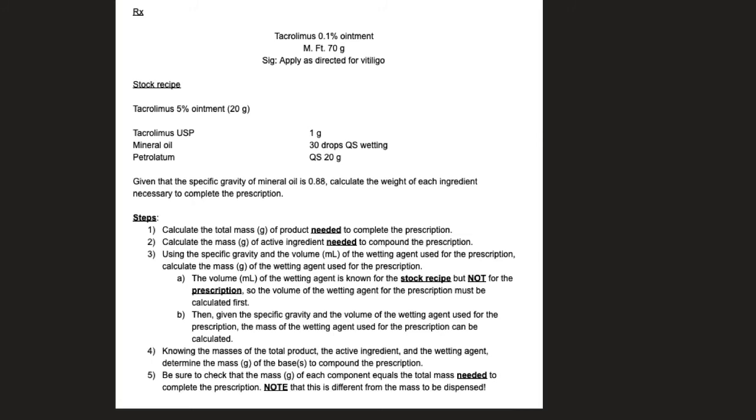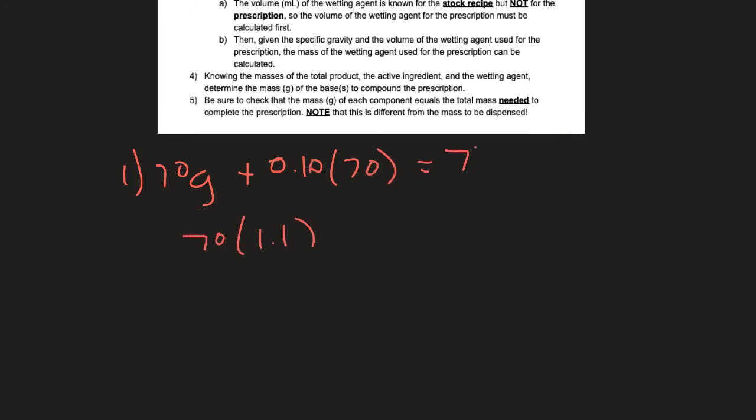So we know that the total mass of the product should be 70 grams for the prescription. So 70 grams plus 10% of 70, or you could do 70 times 1.1. Either way, it gives you 77 grams. So we need to make 77 grams total.